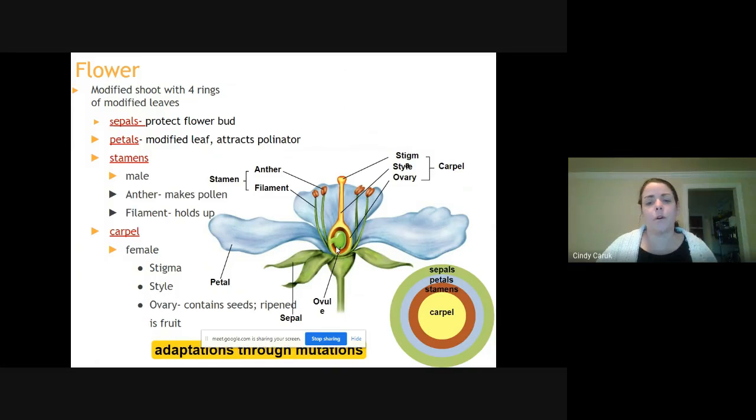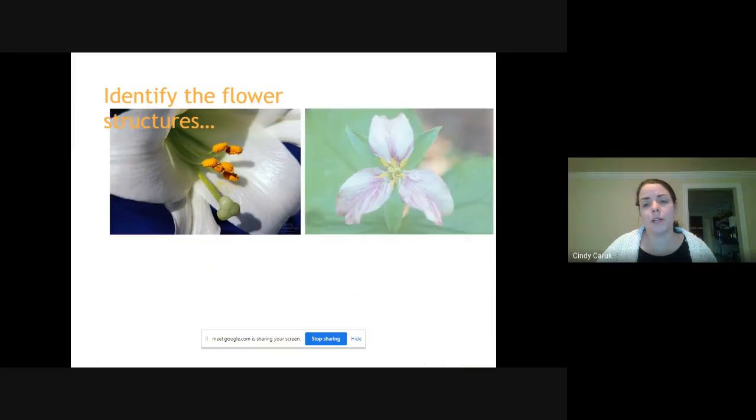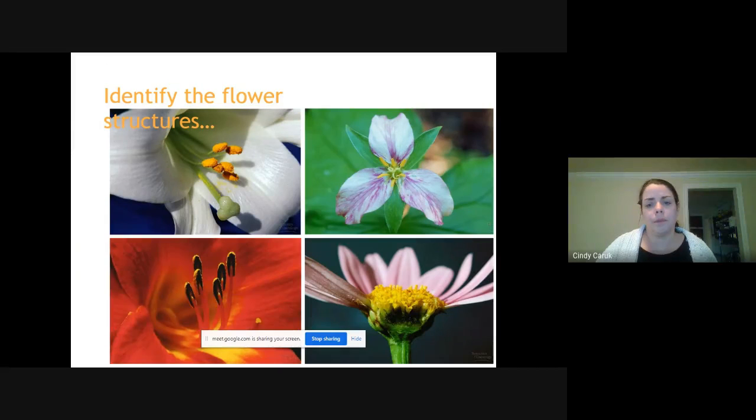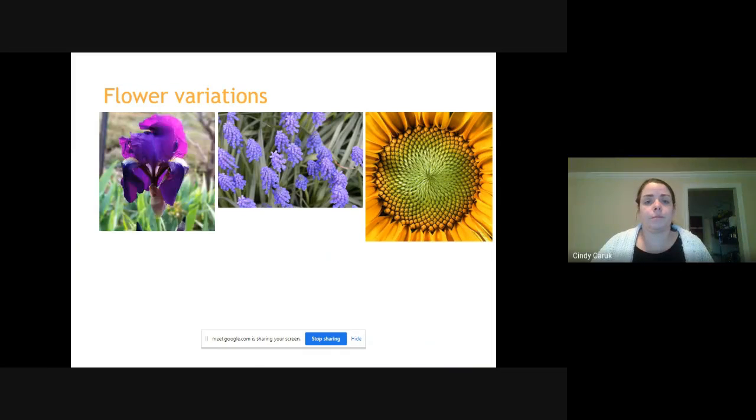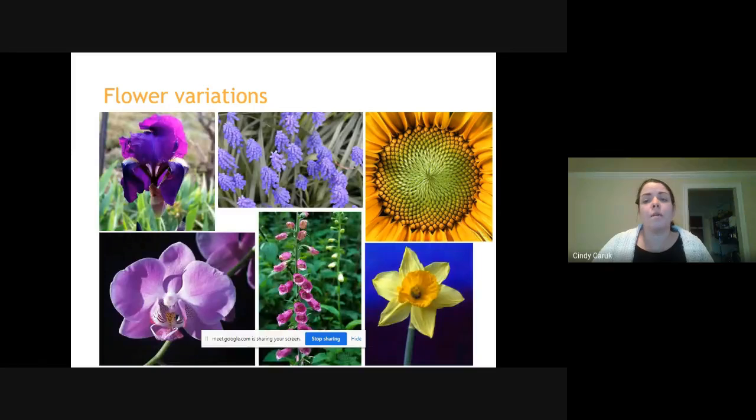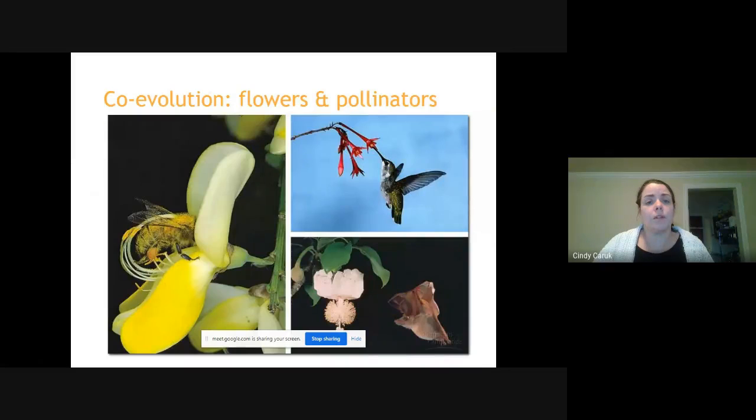Okay, and these were all adaptations through mutations. So here are some examples. And you might want to go outside if you can and see some flowering plants and see if you can recognize them in actual flowering plants. And we have a lot of variations based on the pollinators. And here you see the red that attracts this hummingbird. The white attracts the bat. This yellow attracts the bumblebee.